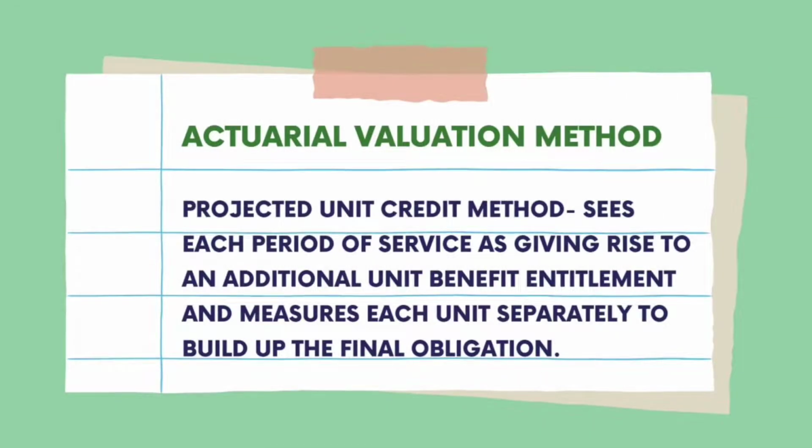Next is the actuarial valuation method, or projected unit credit method. It sees each period of service as giving rise to an additional unit of benefit entitlement and measures each unit separately to build up the final obligation. The projected unit credit method measures the retirement benefit obligation based on the future salary levels of the employee.